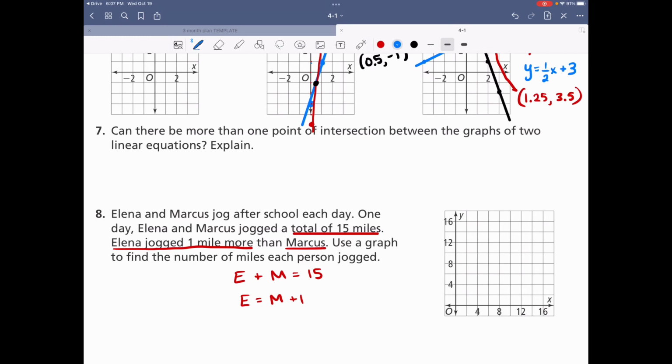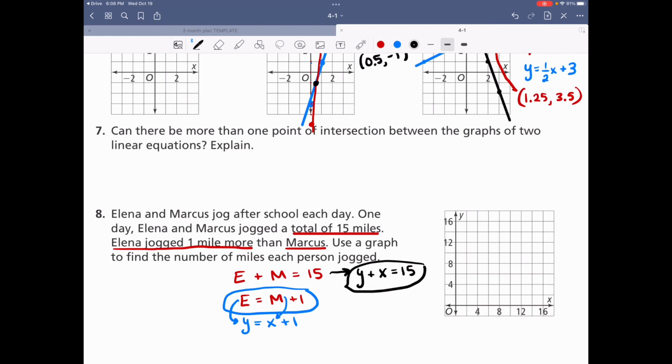So since this equation is already looking like y equals mx plus b, because the variables are separated, I'm going to change it to y equals x plus 1. So now the E for Elena, we're going to use y, and the M for Marcus, we're going to instead use x. And we'll do that in our other equation. So for this equation, the E is going to be y, and the M is going to be x, and that equals 15.